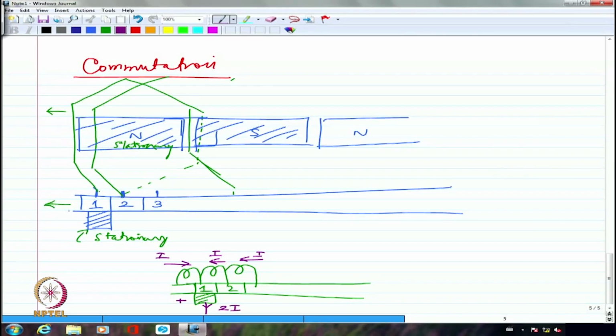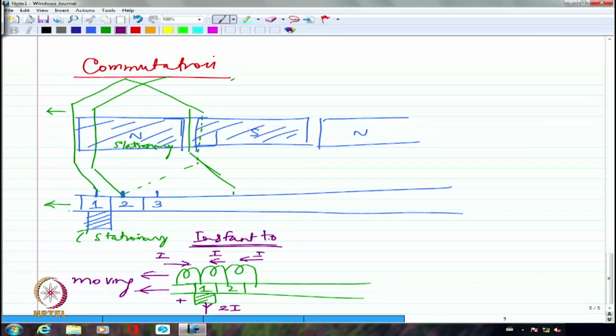Right? Maybe I am showing 2 parallel paths. So totally what I am getting is 2I. Conductor current is I, and the current that is coming out of the brush is 2I. These are not stationary. You are going to have this also moving and this also moving. Whereas the poles are stationary, the brushes are stationary. So let us say this is at instant T0.